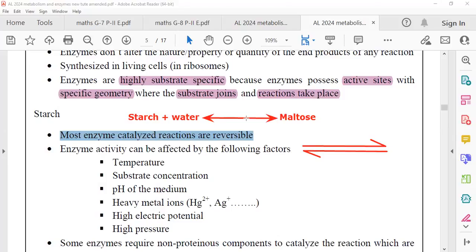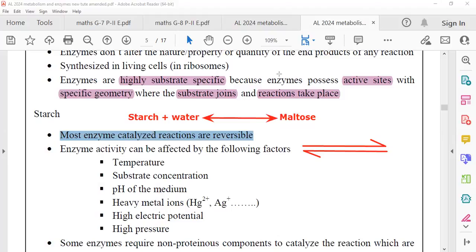What is the role of them? They denature, what is it? Proteins. As most of the enzymes are proteins, if heavy metal ions are present, if high electric potential is present, if high pressure is present, the enzyme will be denatured. Denatured enzyme will not function.